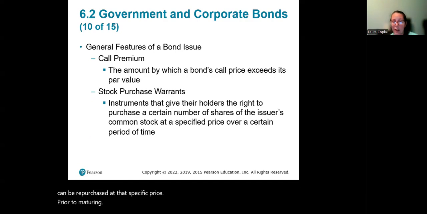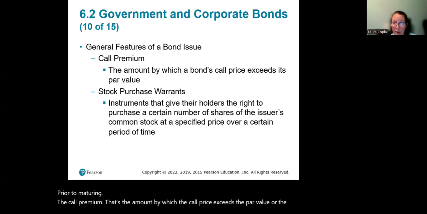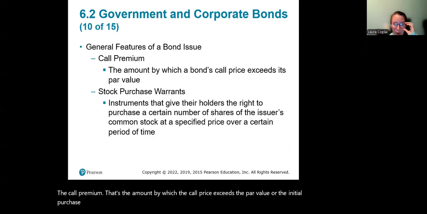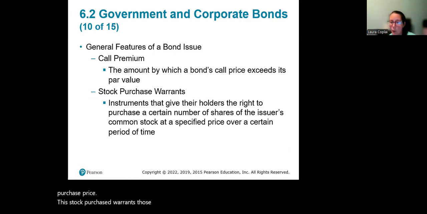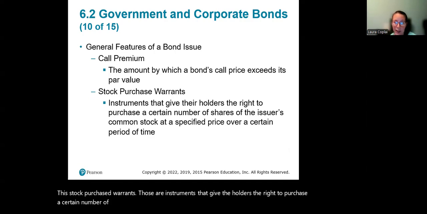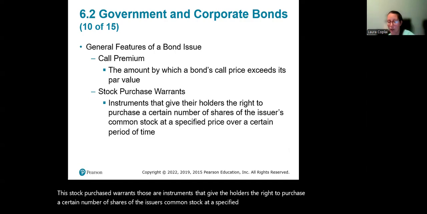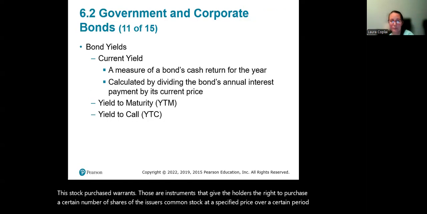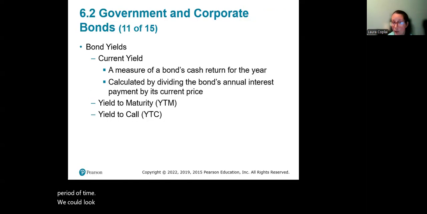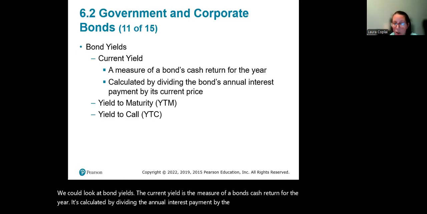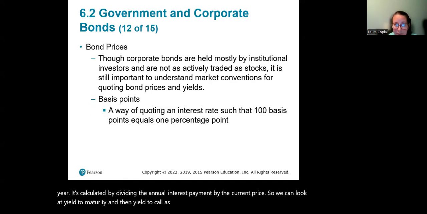The call premium is the amount by which the call price exceeds the par value or the initial purchase price. Stock purchase warrants are instruments that give the holders the right to purchase a certain number of shares of the issuer's common stock at a specified price over a certain period of time. We can look at bond yields. The current yield is the measure of a bond's cash return for the year. It's calculated by dividing the annual interest payment by the current price. So we can look at yield to maturity and then yield to call as well.